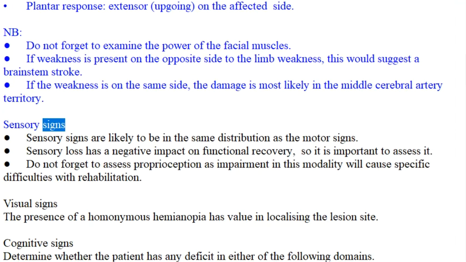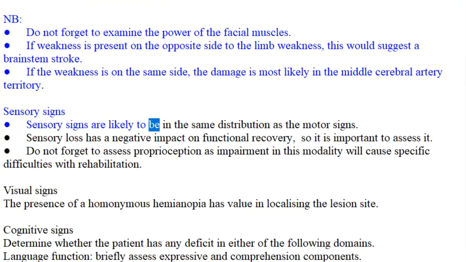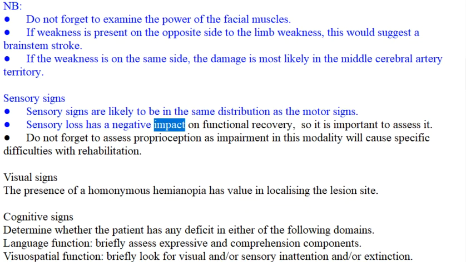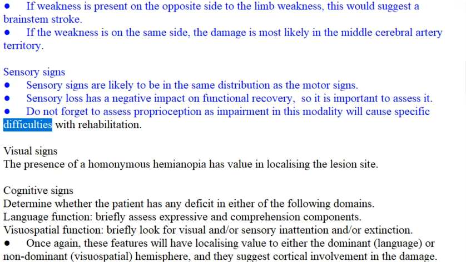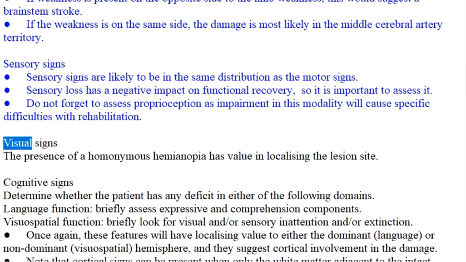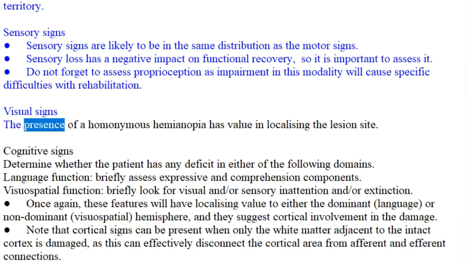Sensory signs. Sensory signs are likely to be in the same distribution as the motor signs. Sensory loss has a negative impact on functional recovery, so it is important to assess it. Do not forget to assess proprioception, as impairment in this modality will cause specific difficulties with rehabilitation. Visual signs. The presence of a homonymous hemianopia has value in localizing the lesion site.